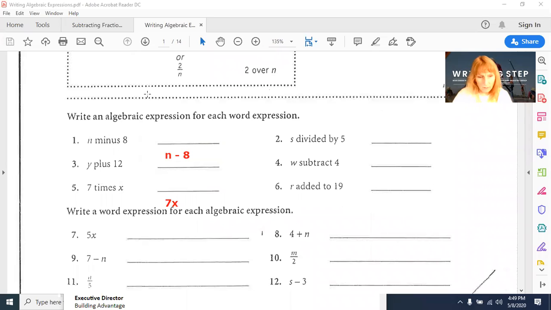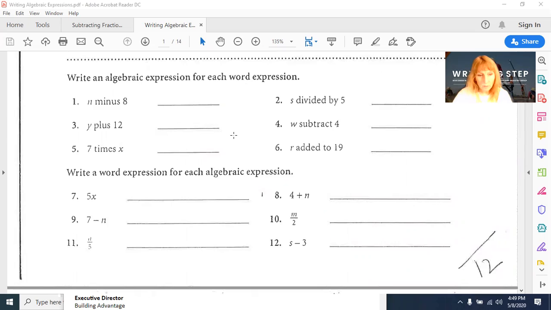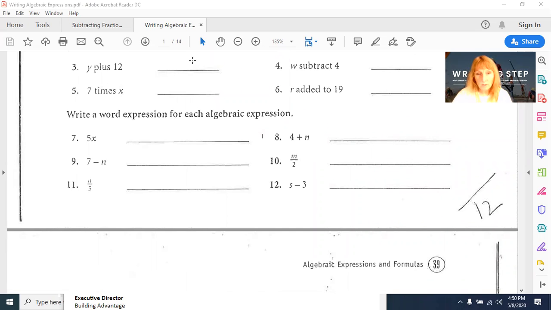Number 7, scroll up a little bit. Number 7, write a word expression. Now we're going to do the opposite for each algebraic expression. So we have 5x, so that is 5 times x. Okay, and number 10, let's do number 10. That is m, and that little line means dividing, right? Divided by 2. Not 2 divided by m, it's m divided by 2. Okay, let's clear our drawings and move on.